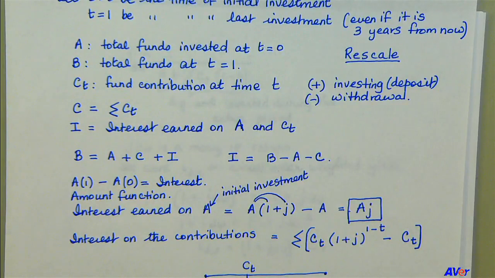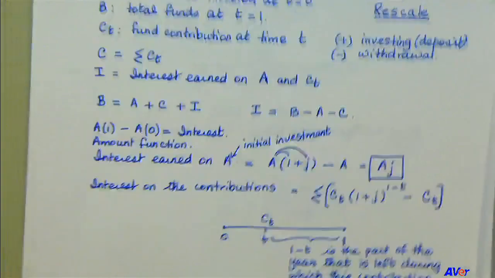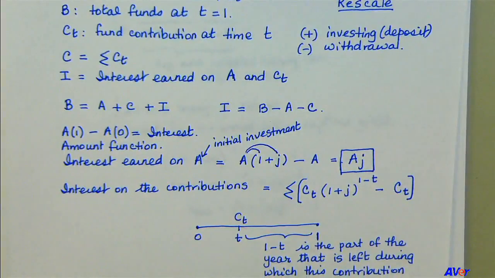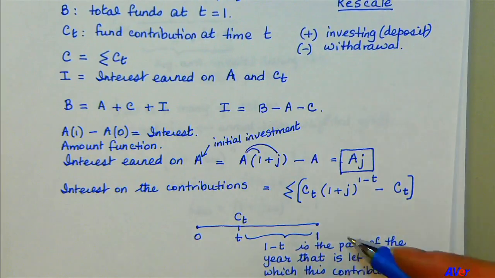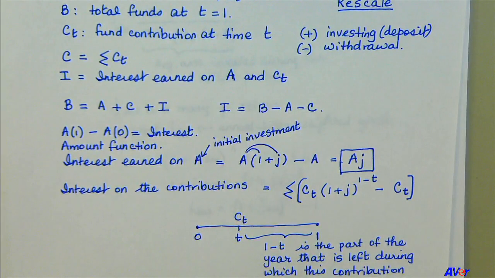So if the contribution comes in at time t, then 1 minus t is the period left within that time frame during which that contribution gets to grow, right? So the period during which it gets to grow is 1 minus t, and I would raise my 1 plus i. My interest rate is j in this case, right? So every time I say i, in this case it's j dollar weighted. So 1 plus j will get raised to that period, 1 minus t.